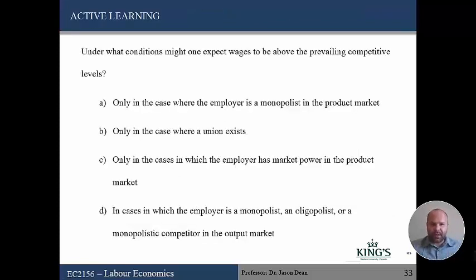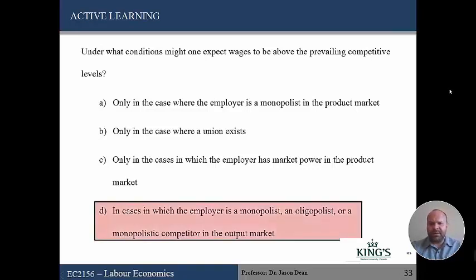Okay, let's do some practice questions. Under what conditions might one expect wages to be above the prevailing competitive level? Only in the case where the employer is a monopolist in the product market? Only in the case where a union exists? Only in the cases in which the employer has market power in the product market, in cases in which the employer is a monopolist, an oligopolist, or a monopolistic competitor in the output market? Okay, which one do you think?